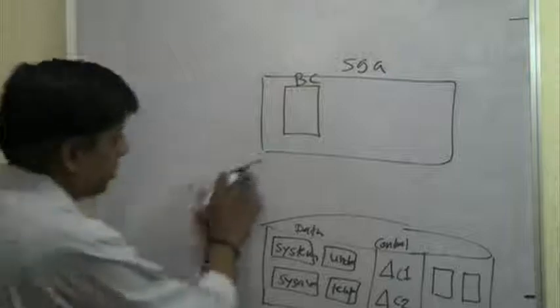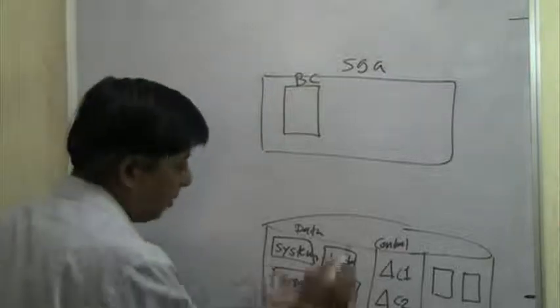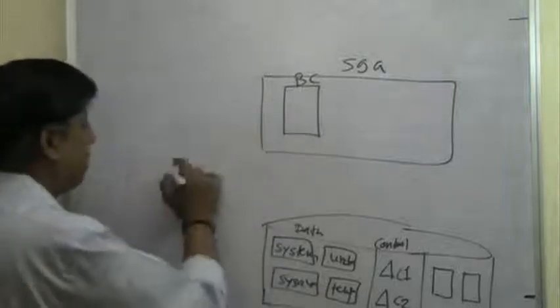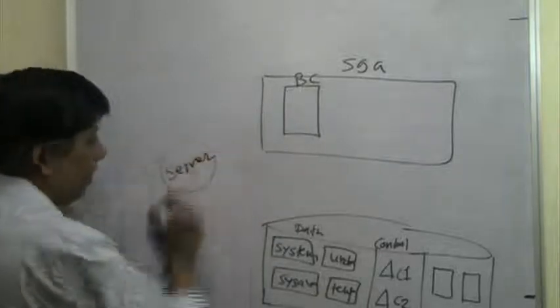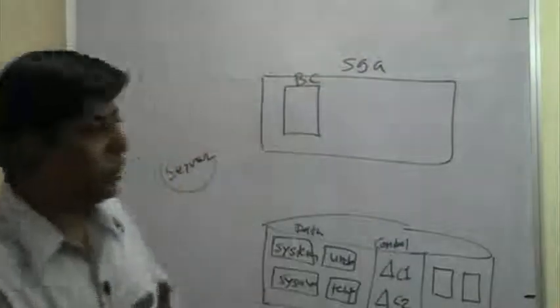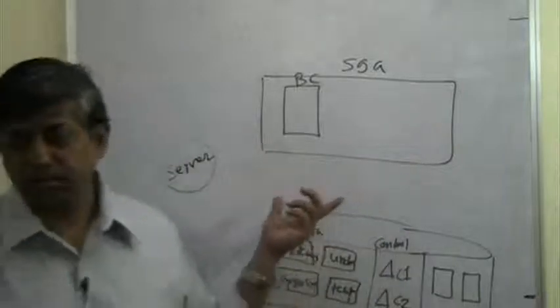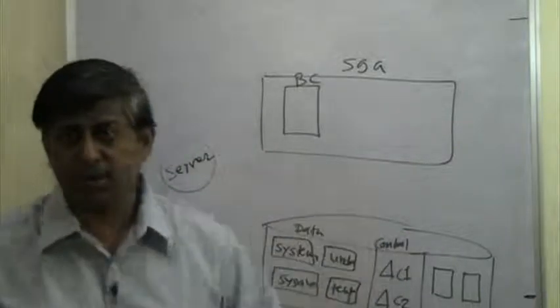So the question was, which process reads the data from the data files and brings it into the buffer cache? The answer is server process. The dedicated server process is what we have seen so far. Then the next question is, how do you find the size of your SGA? You have prepared this, but now you have forgotten. How do you find out the size of your SGA?